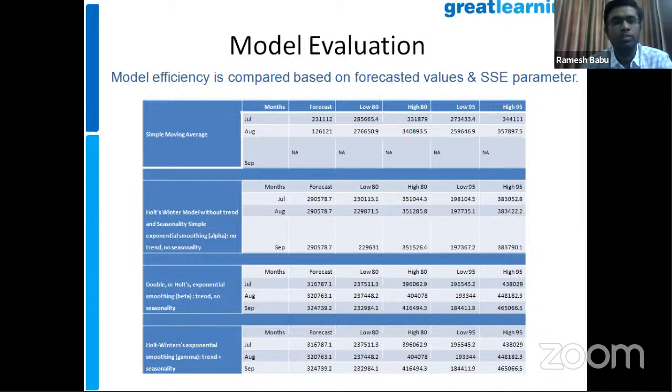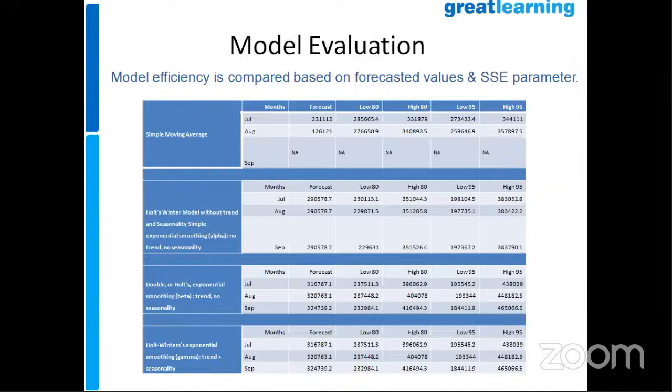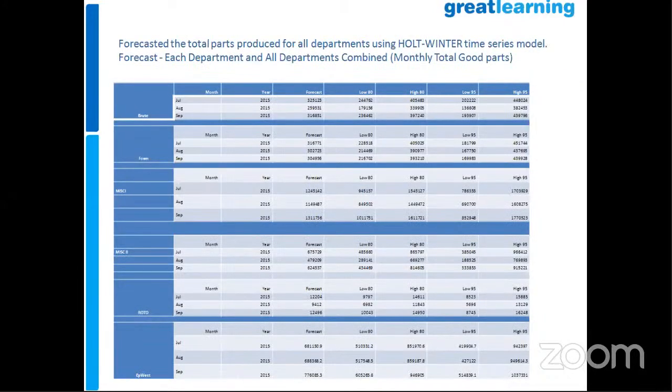Then, from each factory's performance, we have given the high 95 and the low 95, and then high 80 and so on. That way, the Holt-Winters method with gamma models is outperforming here. Here also the gamma model is outperforming. So we have come to a conclusion that this model is apt, and that the machine good parts, bad parts, runtime and downtime are good for each of the factories. From each factory level of data, we drilled down into each of the machine level data.